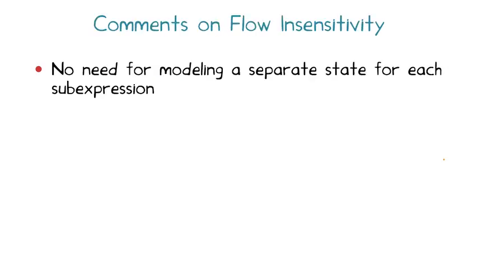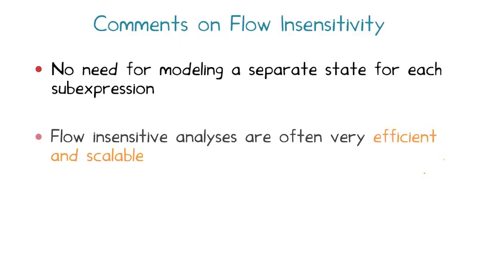The reason for disregarding the control flow of the program is the usual reason for abstraction in static analysis. It simplifies the representation of the program state that our algorithm operates on. In particular, there is no need for modeling a separate state for each sub-expression. The resulting analyses are efficient and scalable, allowing them to be used liberally in many applications. The trade-off is loss of precision, which is the usual trade-off for speed in static analysis.